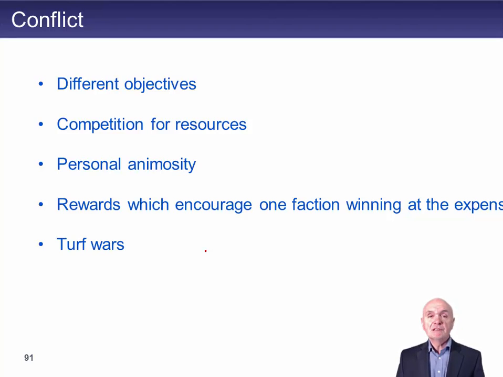There can be competition for resources. It could be money, it could be use of a machine, it could be use of someone's time, or use of a department's time. So there can be conflict there. Personal animosity: sometimes people simply don't like each other. They rub each other up the wrong way, really for no good reason other than there's a personality clash.